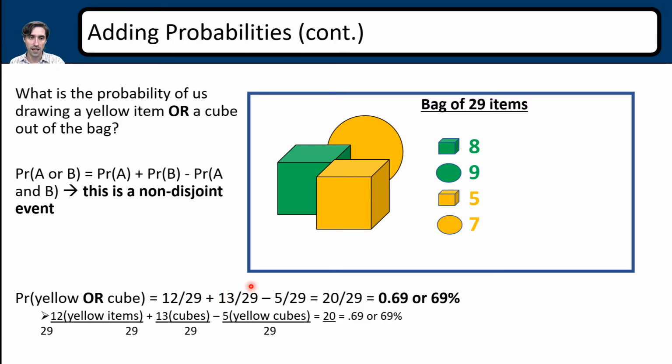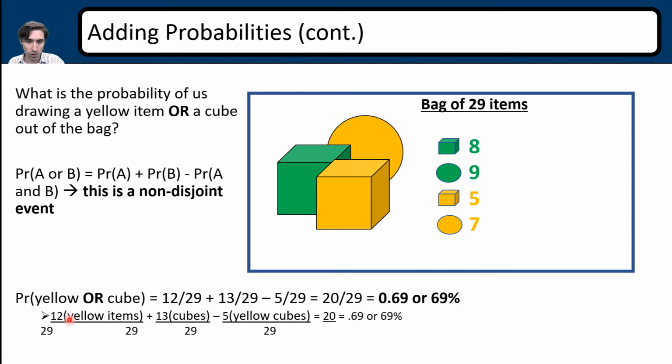Now, if you didn't notice already, this is a non-disjoint event, meaning that there is some crossover in the question that we have. What is the probability of us drawing a yellow item or a cube? Whereas all the prior examples were at least able to be separated, this is the first one where we're actually merging. So imagine that example where there's the red circle and the blue circle. They weren't touching, those were disjoint. But now with this equation, we're actually combining a little bit and we're looking at what is right in the middle.